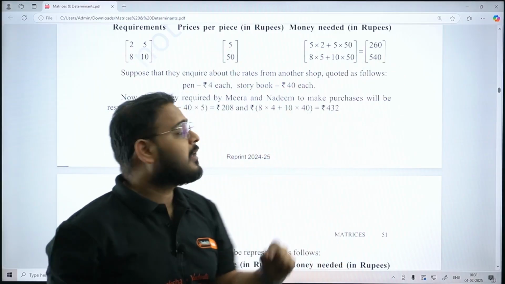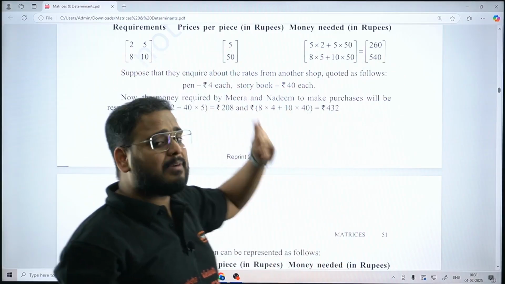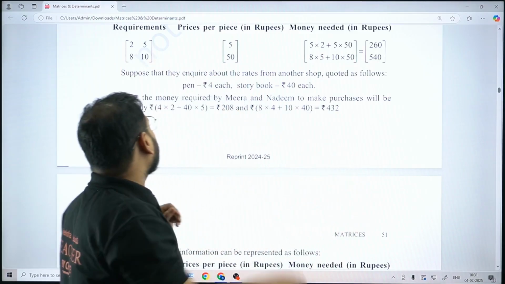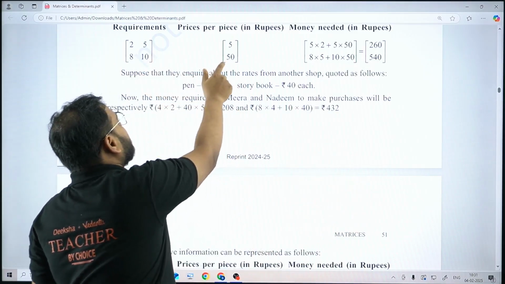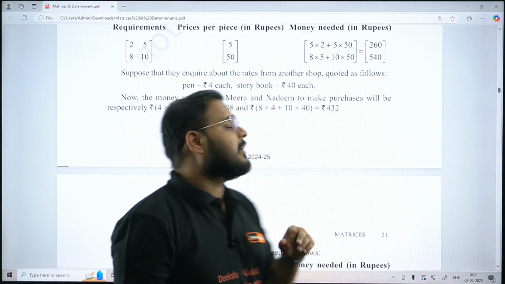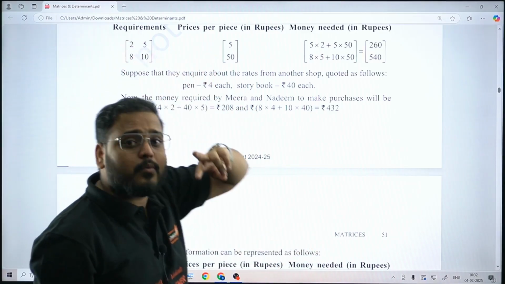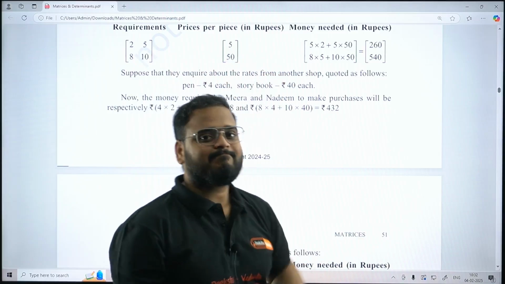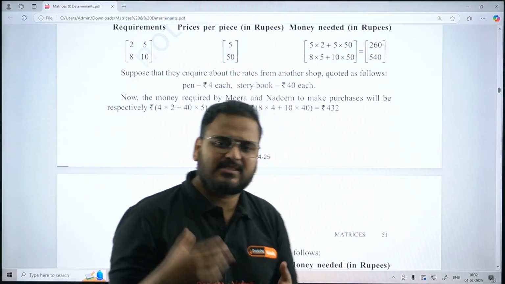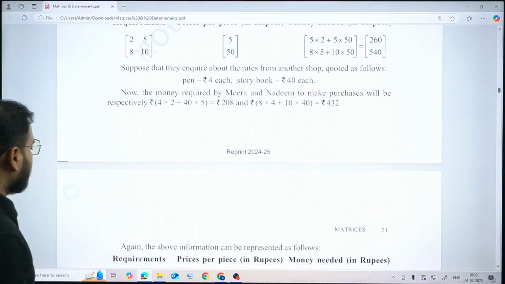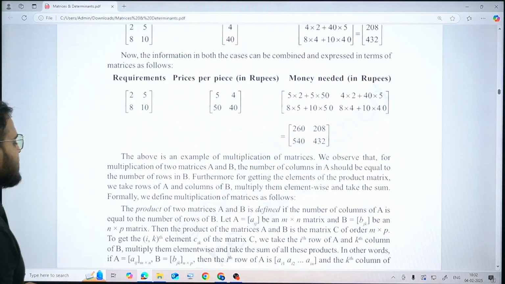Okay, one more thing. To make this multiplication happen, you have to check that the number of columns here should be equal to the number of rows there. I'll repeat, the number of columns over here, how much is that? 2 columns should be equal to the number of rows over here. Right? I've already taught you this, but still giving you some hints, okay? Chaliye. So multiplication is very, very important.